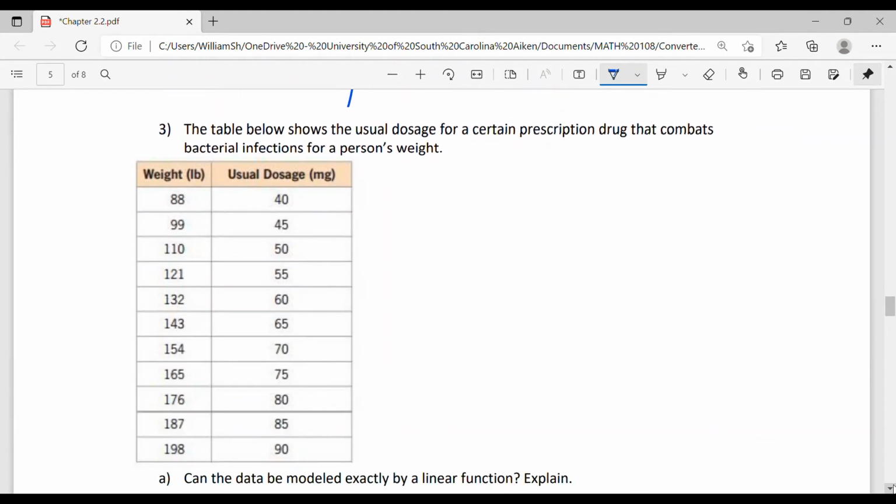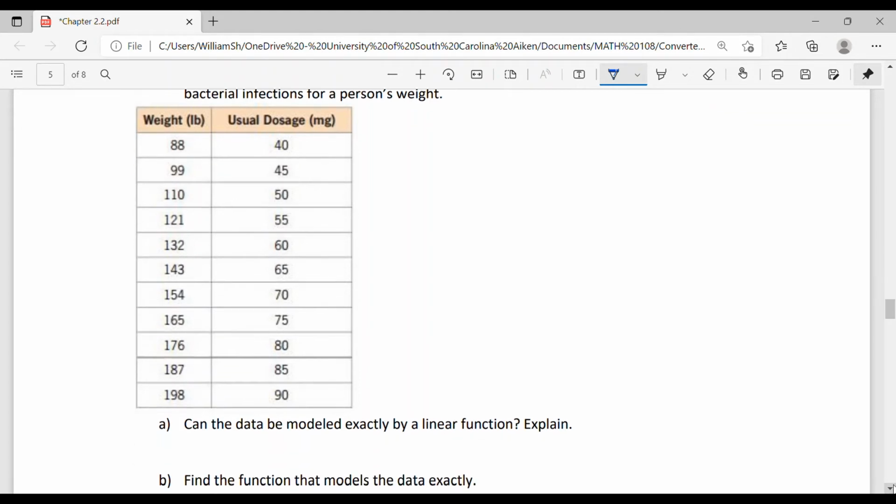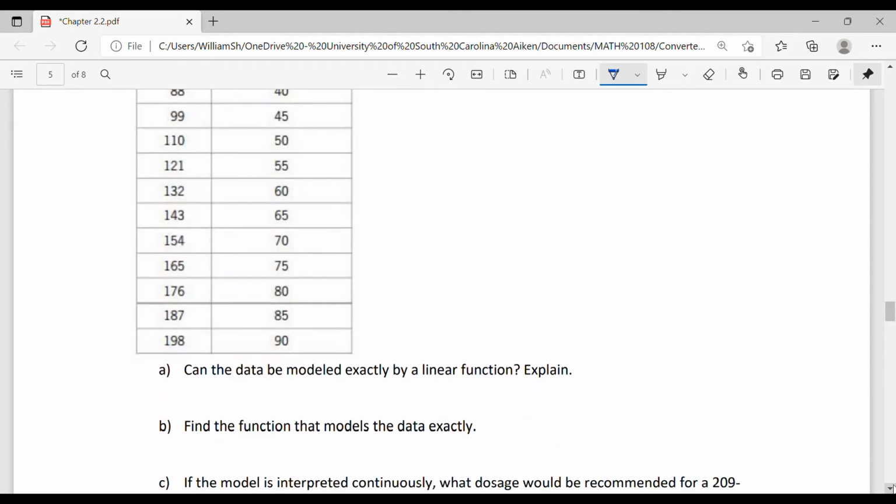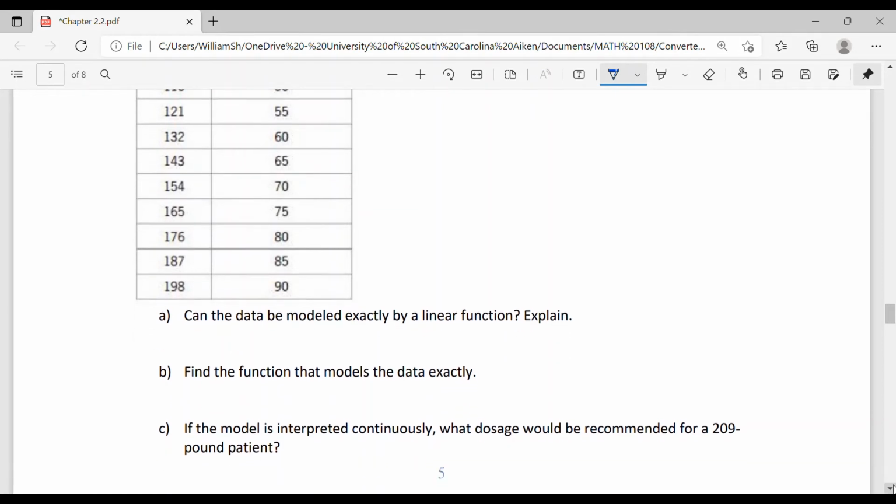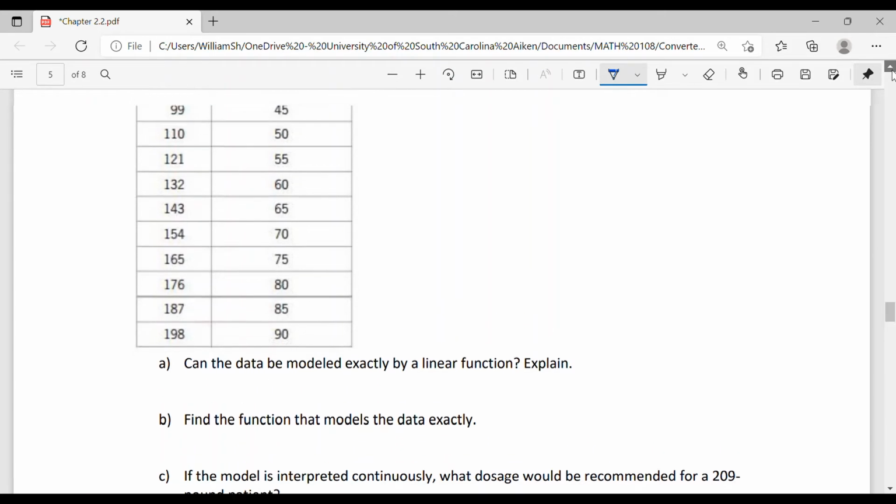Now, number 3 says the table below shows the usual dosage for a certain prescription drug that combats bacterial infections for a person's weight, and it gives us the list here. Can the data be modeled by a linear function? Explain. Find the function that models the data exactly. If the model is interpreted continuously, what dosage would be recommended for a 209-pound patient?